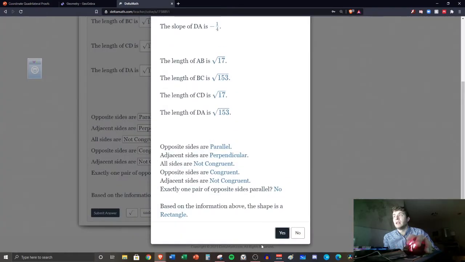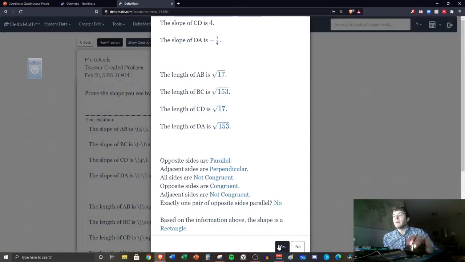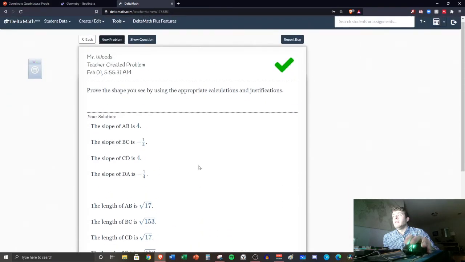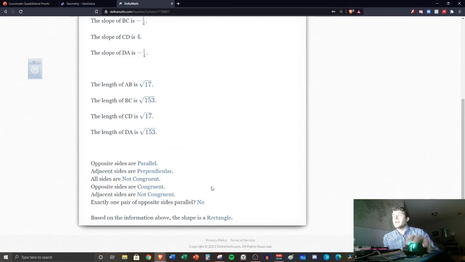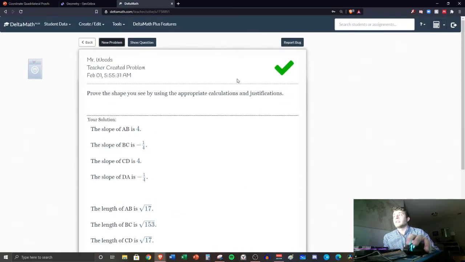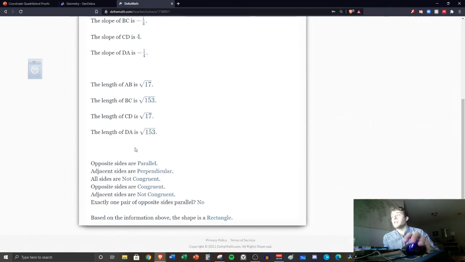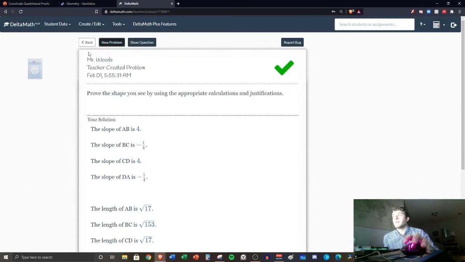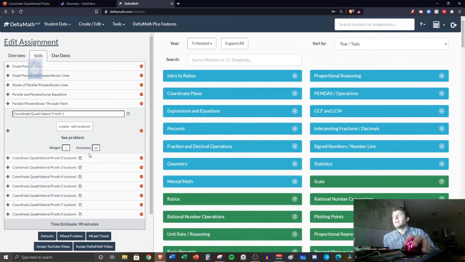So we hit submit. Again, these are all the parts here. We hit yes, and we got it right. Now, if you get it wrong, it's not going to tell you what you missed. Okay, so you're going to have to go back and recheck calculations, make sure that all of your statements are true. So that's going to be the big thing.